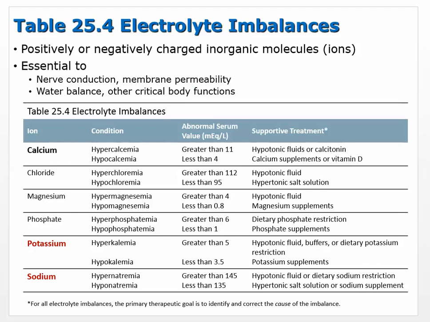All right, so electrolyte imbalances: positively or negatively charged inorganic molecules, or ions. So when we say molecules, we're talking about ions. Essential to nerve conduction. We've covered a lot of this in physiology. Nerve conduction, membrane permeability, water balance, other critical body functions. So we've talked about a number of these and what they do.